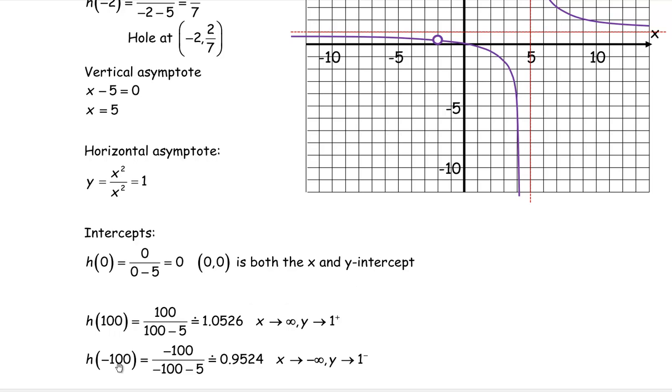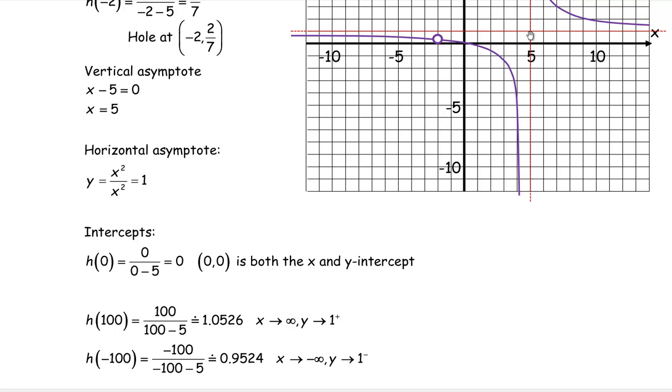To the far left, we put negative 100 in place of x. I get a function value of positive 0.9524. So it's getting close to 1 as we go to the far left, but it's approaching 1 from below. So as you pass that hole and go along to the left a long ways, you're getting higher and higher, but you approach the 1 but stay below that y equals 1 line.